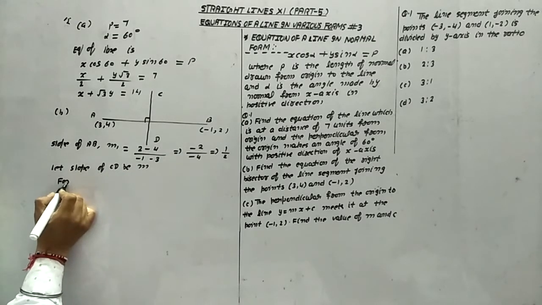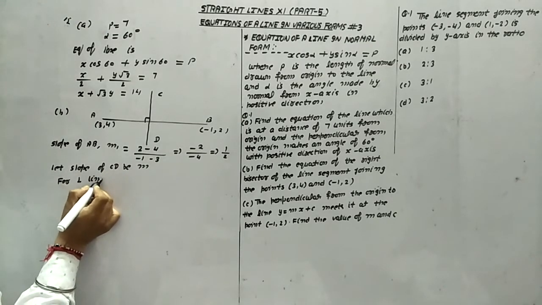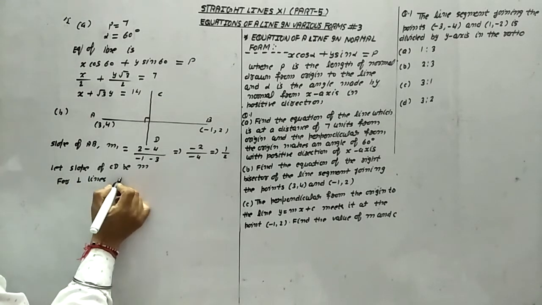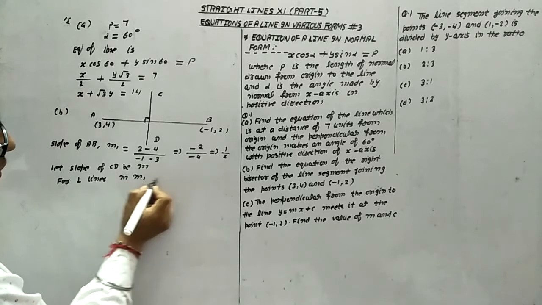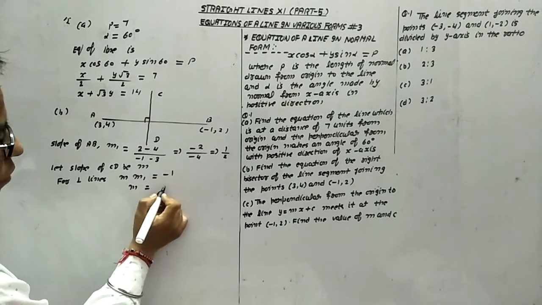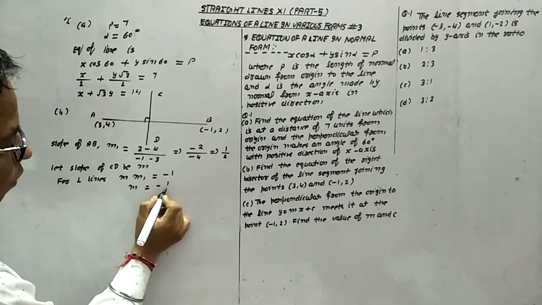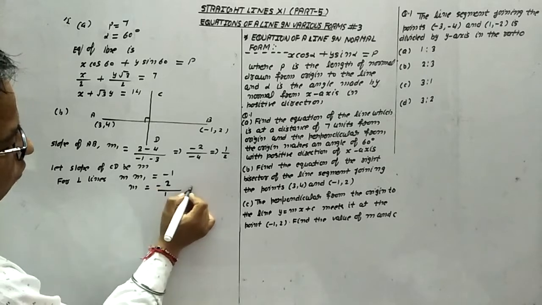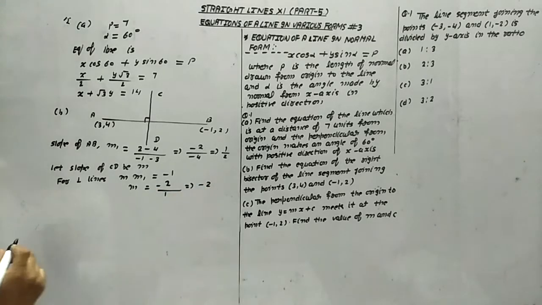Now for perpendicular lines, what is the rule? For perpendicular lines, m1 m2 is equal to minus 1. It means m is equal to minus 1 upon m1, and the value of m1 is 1 upon 2. So m is minus 2. This is the slope of the perpendicular line.